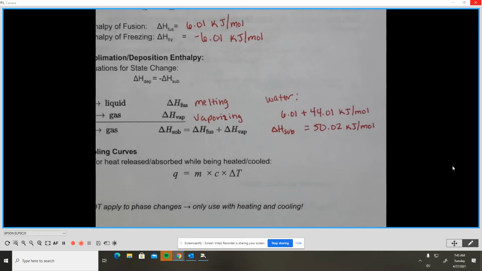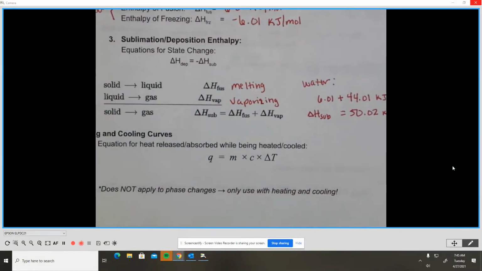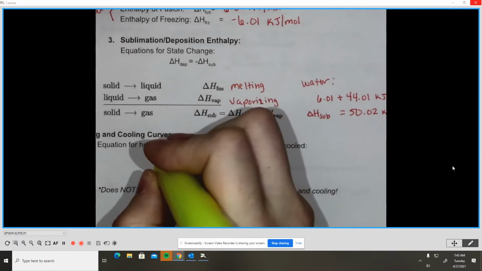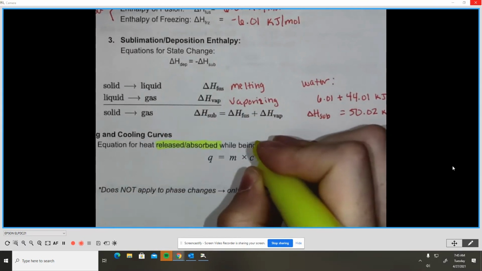Now we're going to look at heating and cooling curves in a little more depth. Basically, heating and cooling curves have an equation, and they're going to be very mathematical. So it's not just graphical, it's also going to be mathematical calculations. These are going to be quantitative, so we're not just looking at a trend, we're actually looking at numerical values in chemistry for this. So there's another equation that we use for heat being released or absorbed when something is being heated or cooled. This is no longer when something is going through a phase change, it's when it's being heated or cooled, as we're approaching phase changes.